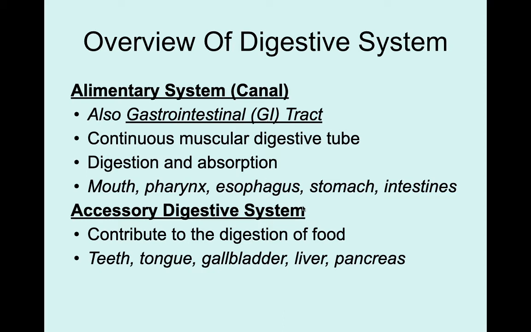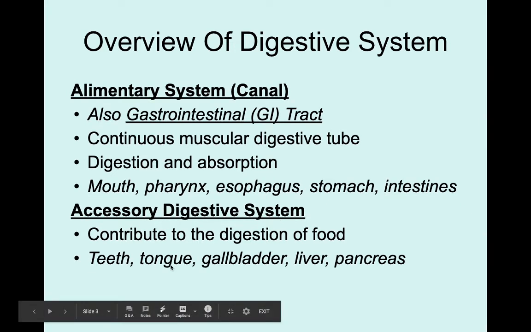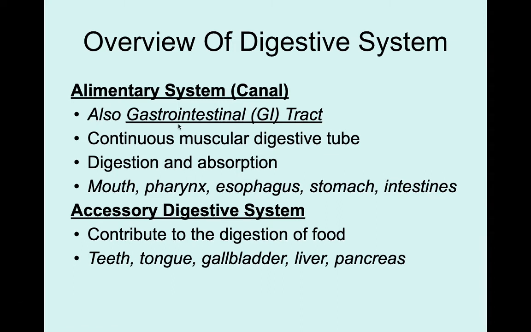We also have accessory organs to the digestive system. What this means is that they are not part of this tube, but they do contribute. They help it. They contribute to the digestion of your food. Accessory organs include your teeth, your tongue, your gallbladder, your liver, and your pancreas, which are going to be the major ones. We could put your salivary glands in there as another accessory organ. Again, these are not part of the tube that extends from your mouth to your anus, but they do help that tube to do the digestion of the food.